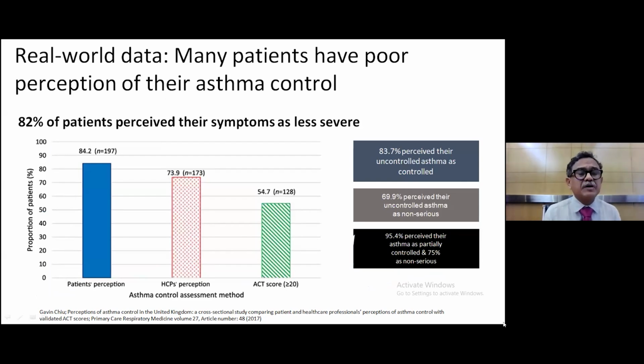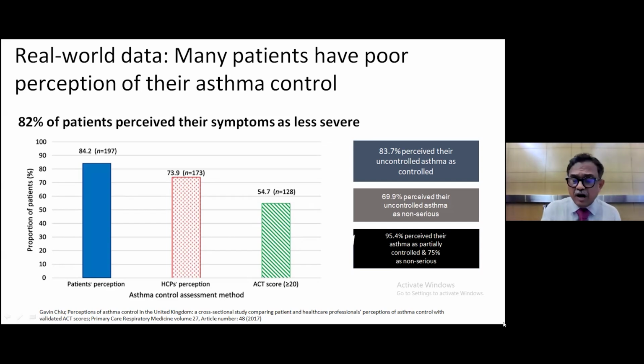Say for example, in asthma, this is very obvious that almost 82% of the patients perceive their symptoms as less severe. Okay, and the real fact is that not only the patient but even the healthcare provider's perception about the patient's asthma control is not really appropriate when we consider asthma control tests. So the perception of uncontrolled asthma is very high, and perception of non-serious asthma is also there, and almost 95.4% of the perceivers of asthma have partially controlled or uncontrolled asthma, and 75% say it is non-serious asthma.